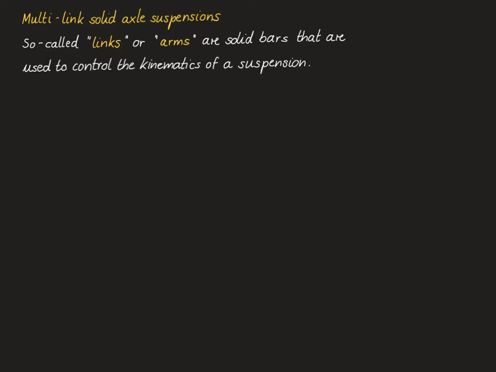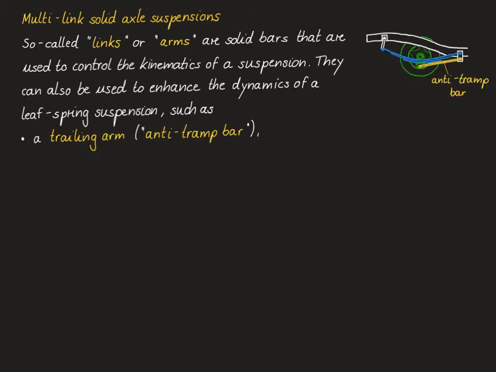These are based on so-called links or arms, which are nothing but solid bars that are used to control the kinematics of a suspension. They can also be used with a leaf spring suspension in order to enhance its dynamics. For example, using a trailing arm, as shown in the figure on the right-hand side, which is also called an anti-tramp bar in the context of a leaf spring suspension.